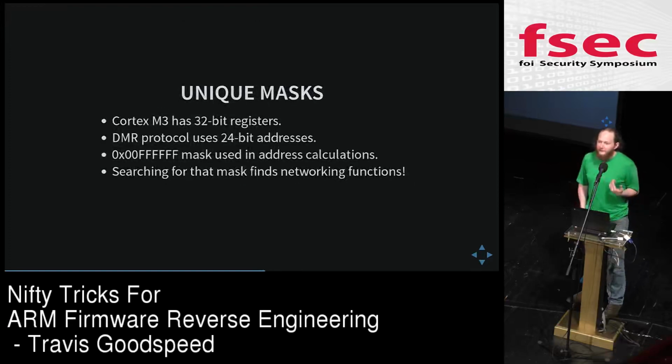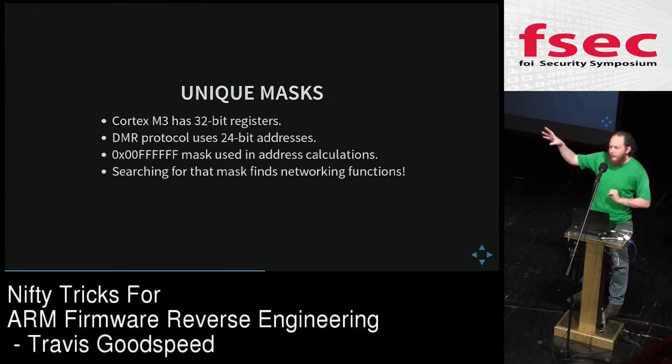You can also look for unique masks. So the Cortex-M3 has 32-bit wide registers, but the DMR networking protocol has 24-bit wide addresses. So there's this mask of 00 followed by a bunch of Fs that gets applied to any 32-bit value that's read that contains a 24-bit address. And if you search for any function that contains that mask, it's related to the DMR networking code. So that lets you separate all of the flash I/O code from all of the serial port I/O code from all of the networking code.